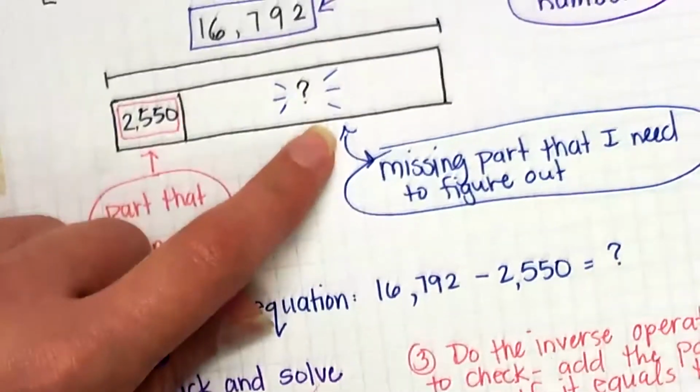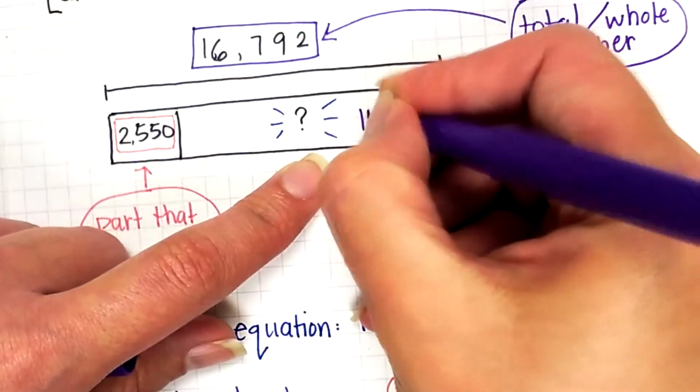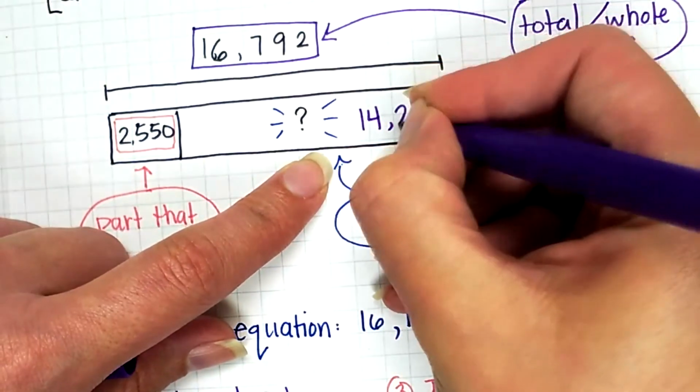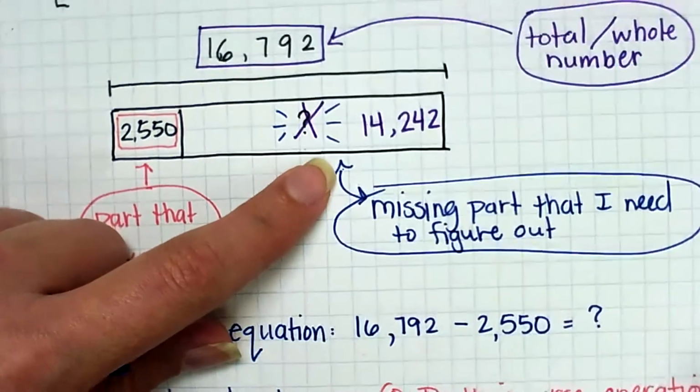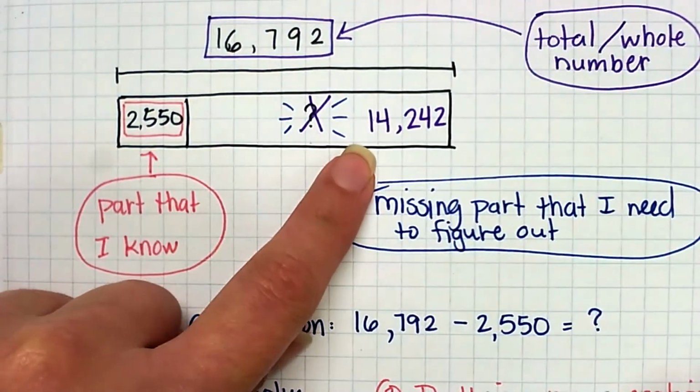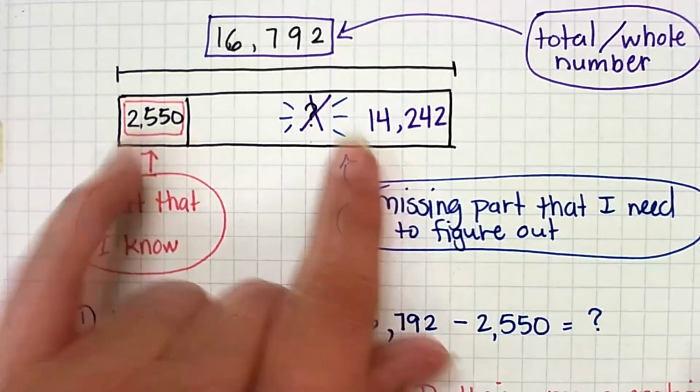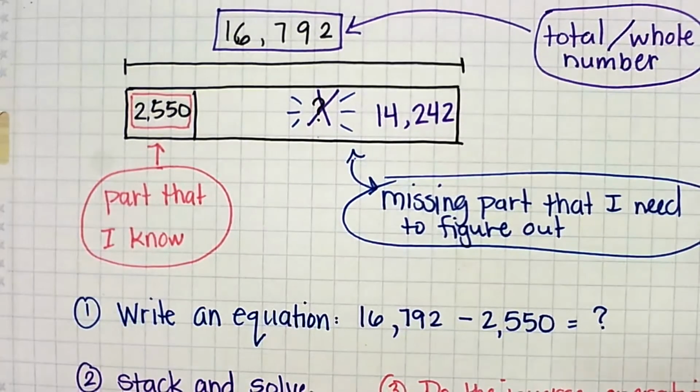Now my mystery number up here, I know, is 14,242. It's no longer a question mark because I figured out what it is. And I know because I did my inverse operation that when I added these two parts together, I got my whole number. So let's go ahead and take a look at our guided practice questions quickly.